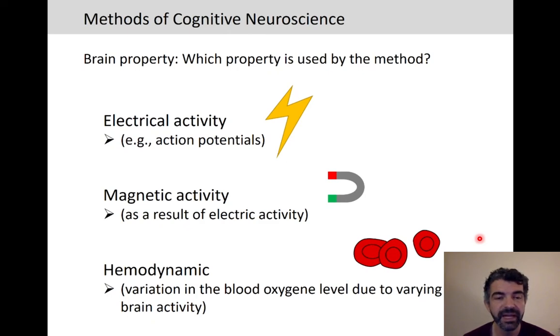And then last but not least, we have hemodynamic properties of the brain, which means there's a variation in the blood oxygen level due to varying brain activity. This is, for example, fMRI.